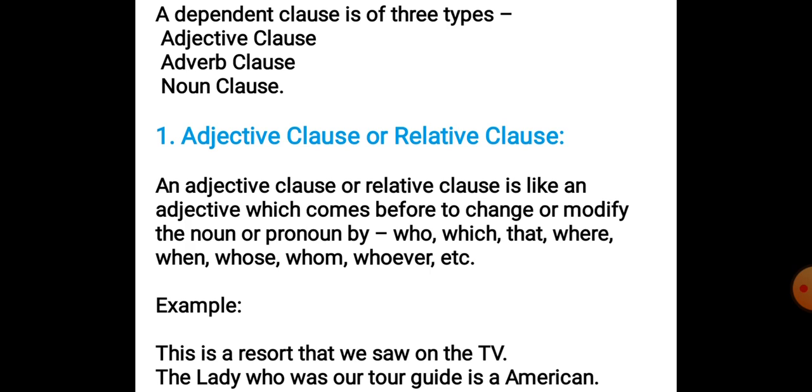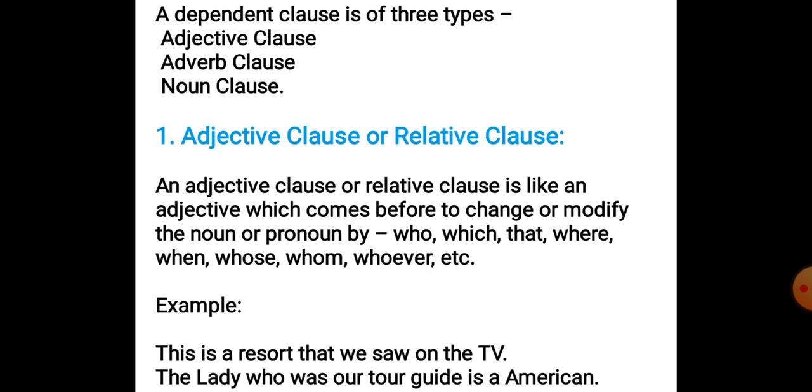Now, the adjective clause or relative clause is like an adjective. We all know adjectives. What are adjectives? Which modify the noun or pronoun. Okay, जो कि नाउन और प्रोनाउन को मॉडिफाई करते हैं. For example, smart girl. So smart will be an adjective and girl is a noun. नाउन को मॉडिफाई कर दिया, गर्ल कैसी है, स्मार्ट है.